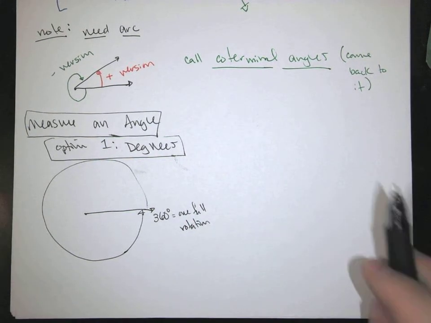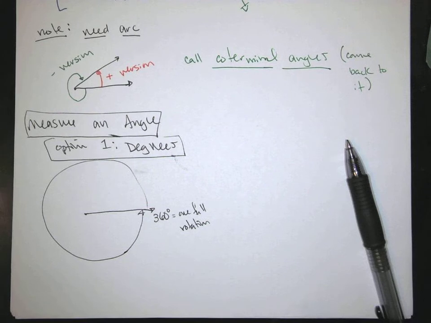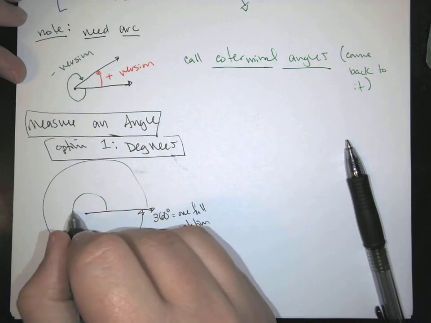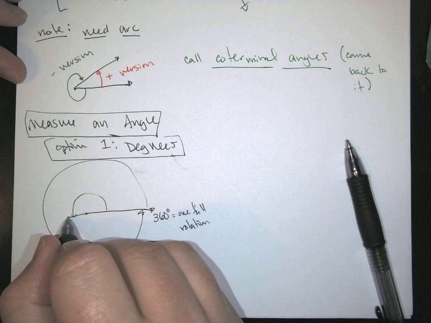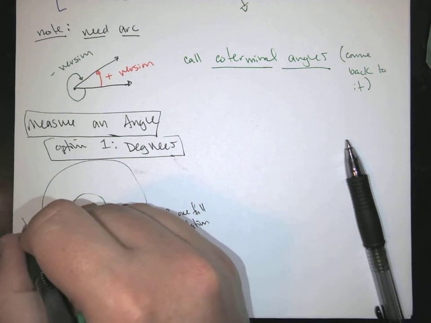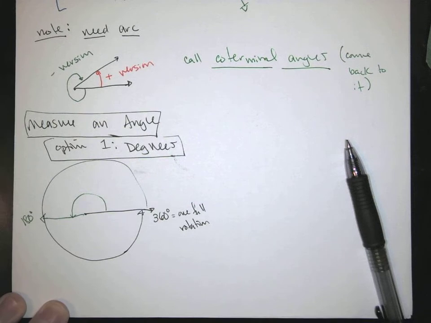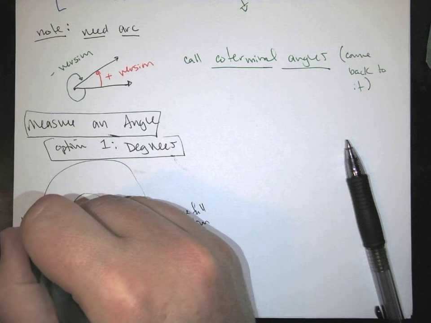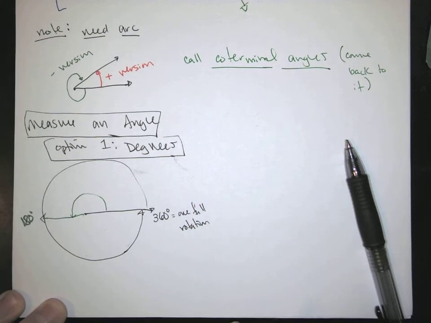From there, what we can do is break it up, right? So 360 is all the way around. If you turn 360 degrees, you're facing back where you started. If you turn 180 degrees, that's half of 360. You're going to rotate half of the way around, and you'll be facing the exact opposite direction. So 180 degrees is a half rotation, half of the way around.